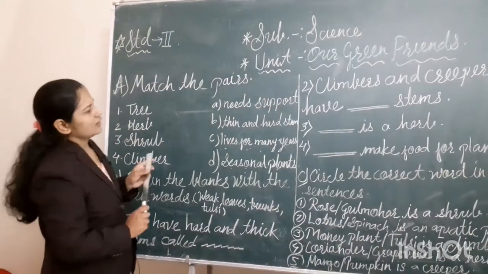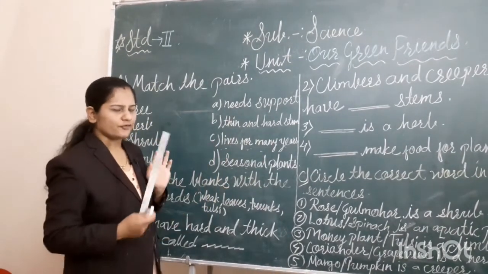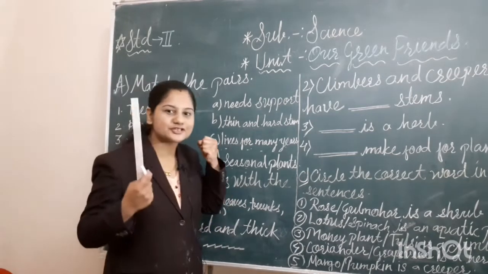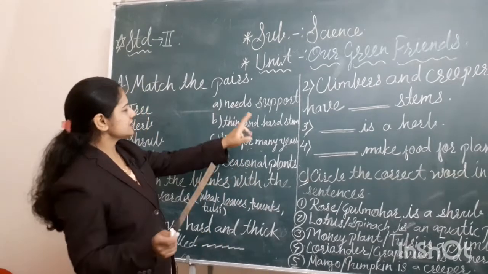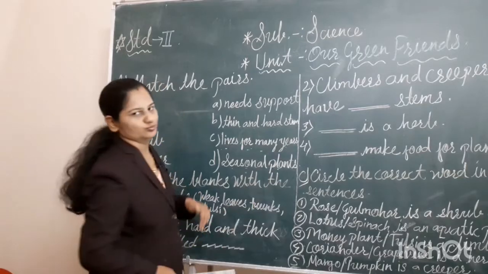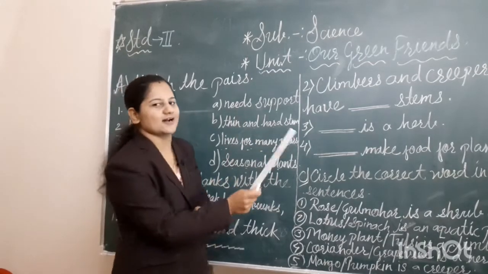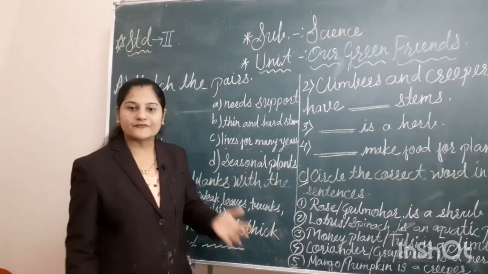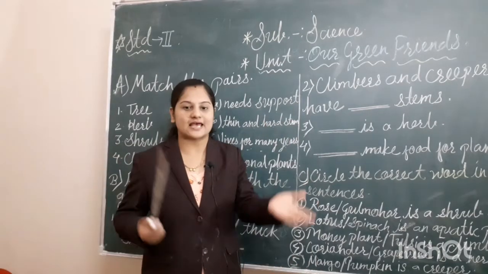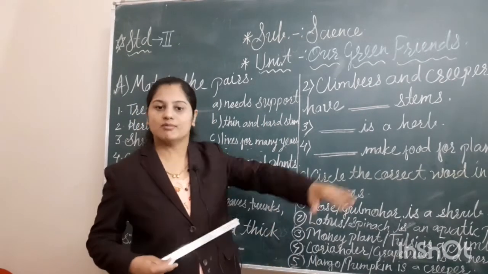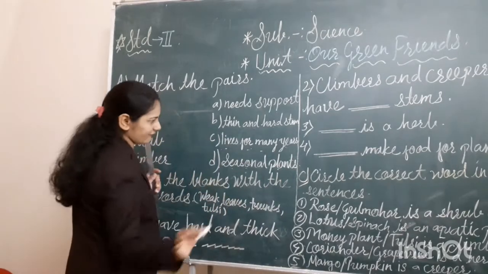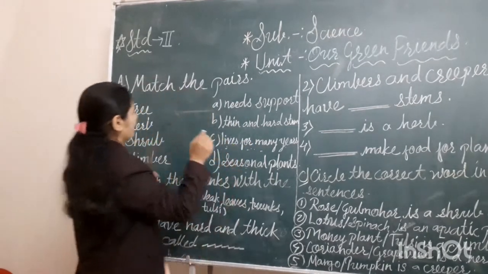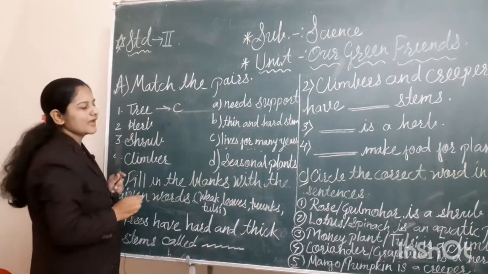Then, tree needs support. Tell me, do trees need the support? No, they already have their own very strong stem. They don't need the support. Thin and hard stem? No. Lives for many years. Maybe. Let's see the next option. Seasonal plant? No. Trees have a lifespan of 70, 80 and some plants about 100 years. So definitely, this is it: the tree lives for many years.